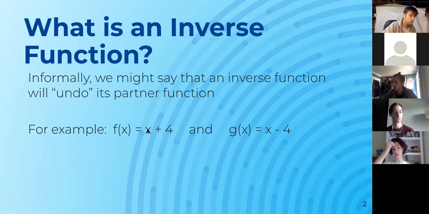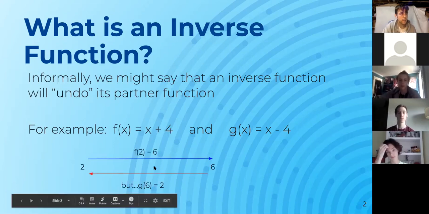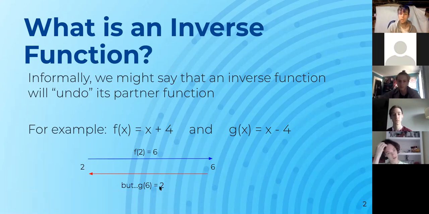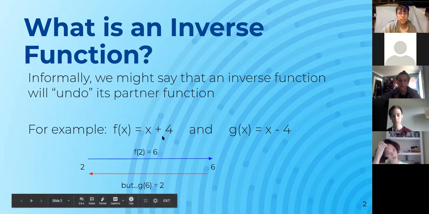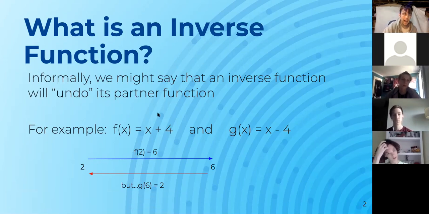So if you put in 2 for the first one, 2 plus 4 is 6. And then I take 6 into the other one. 6 minus 4 is 2. So one of them changed a 2 into a 6, and then the other one changed that 6 right back into a 2. You can see that visually right here: if I put 2 into f of x, I get 6. And if I put 6 into g of x, I get 2. So they undo each other. And also, just in terms of the equations, they're doing the opposite thing. This one is adding 4, this one's subtracting 4. That's all the functions are doing, and they're opposites.